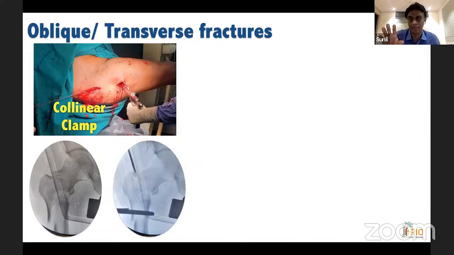Sometimes you are going to use a pointed clamp or even the serrated bone clamp, and it can be difficult to place them through a small incision, whereas the collinear clamp can be placed very effectively through a small incision. So it does work as well.